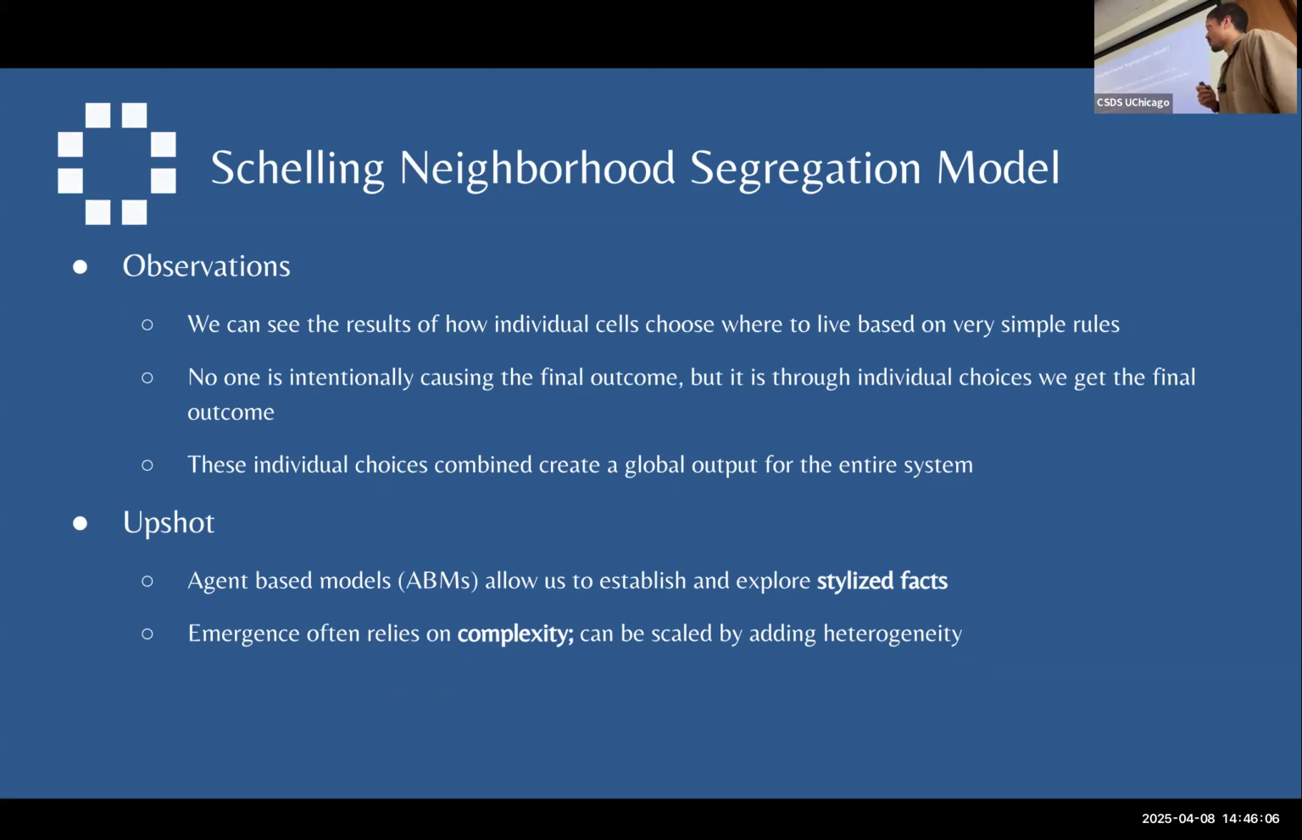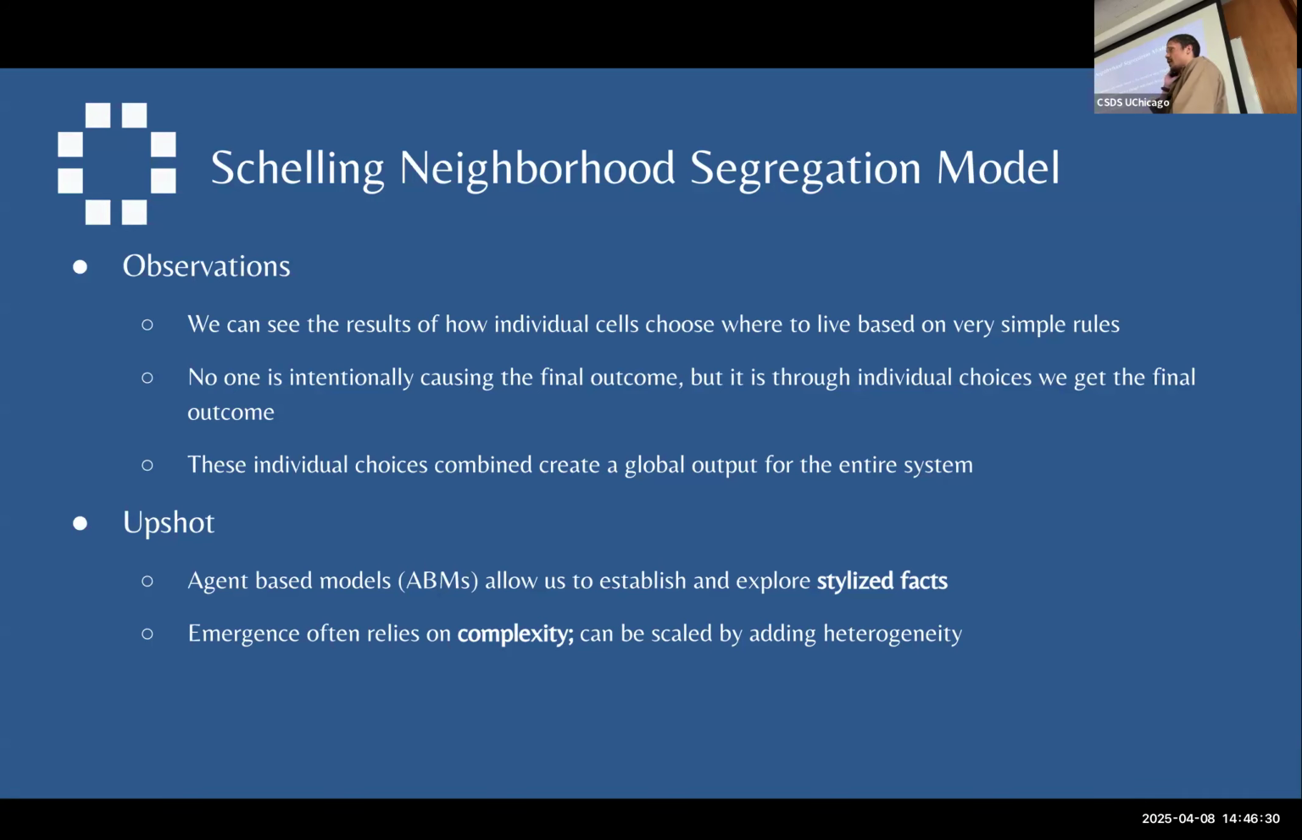So just to recap, what we saw here is how these individual choices of individual cells can result in some kind of emergent phenomena. Just removing one cell or changing the preferences of one cell wasn't really going to change that. This is really what we call population effects. And so, moving into the upshot, this is a case of what we call agent-based models.